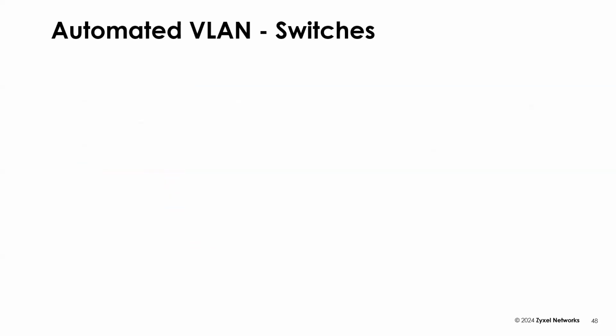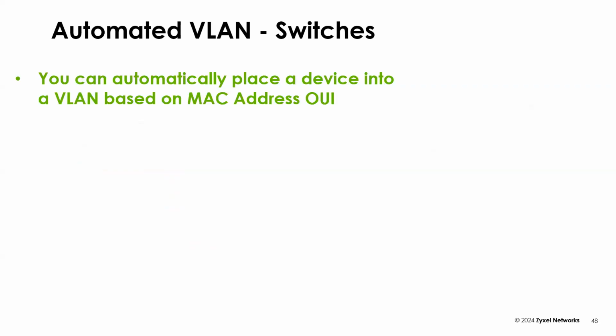So a cool feature we have here on our switches that tends to get overlooked is automatic VLAN. And there are two different ways of doing automatic VLAN in Nebula. Basically what automatic VLAN does is, instead of doing port-based VLAN, finding out what port the device is connected to and then putting that port onto a specific VLAN, Nebula can look at the OUI of the MAC address, and if it matches, automatically assign that device, regardless of what port they're plugged into, to a specific VLAN.